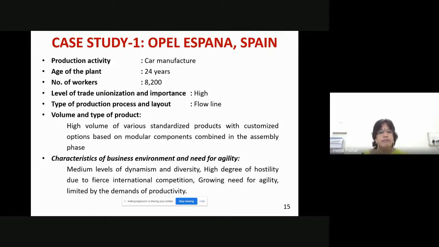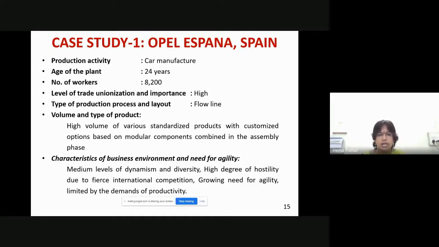Then entering into the case study, here it is the Opel España company, a car manufacturing company. Almost by this time it will be around 30 years from the age of the plant, maybe. The data is a few years old.